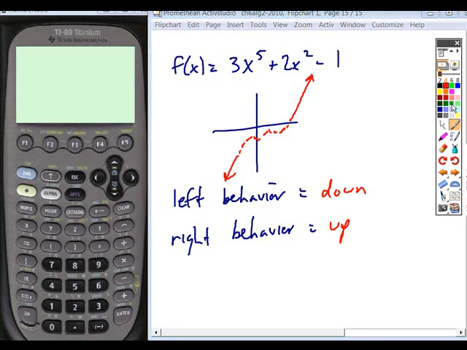If I had changed this just by putting a negative in here, now what's going to happen? Yeah, it's going to go down and to the right. Again, you don't know what's going to happen in here, but it'll go up and to the left if you have that negative there. Okay, so that's true for all odd-powered functions.